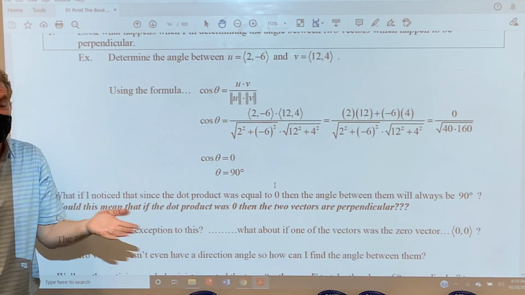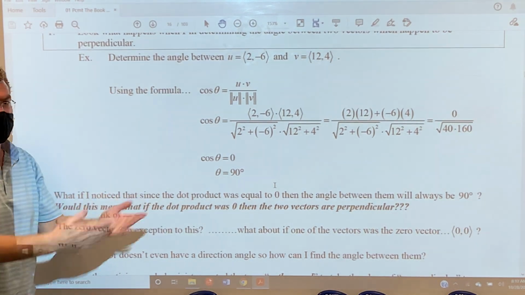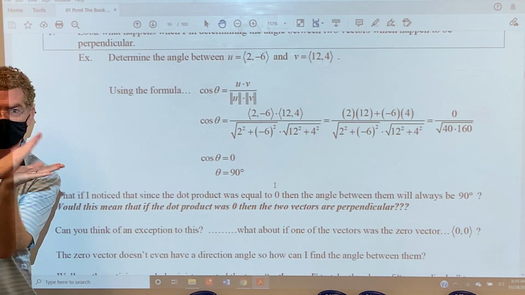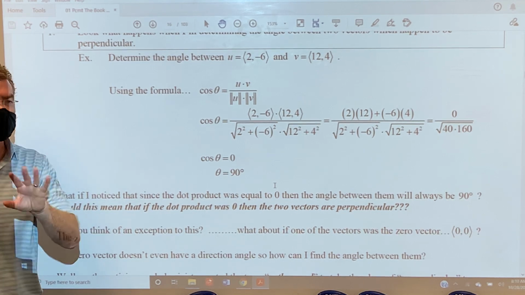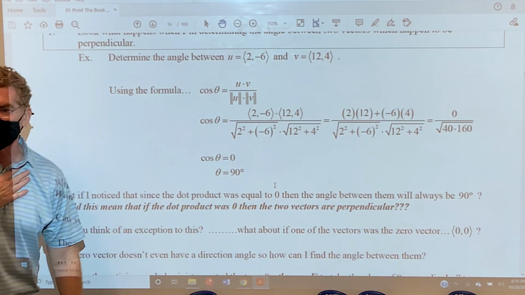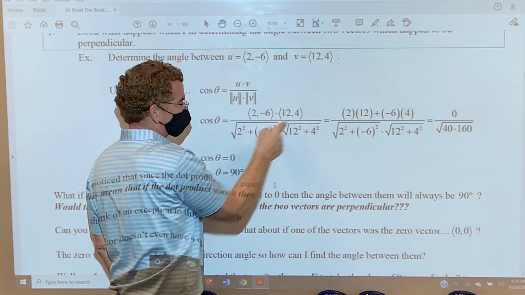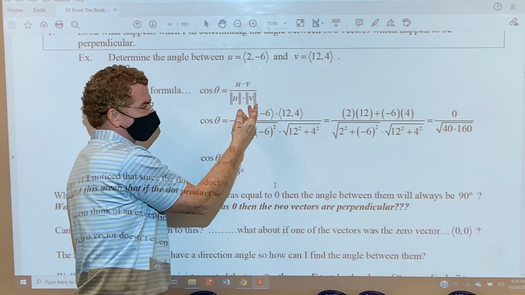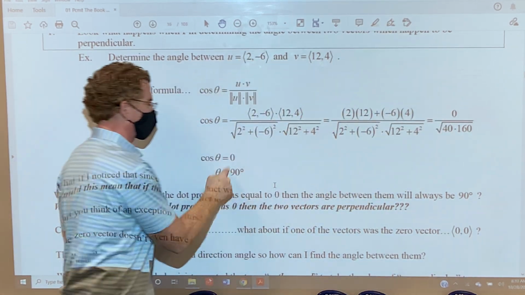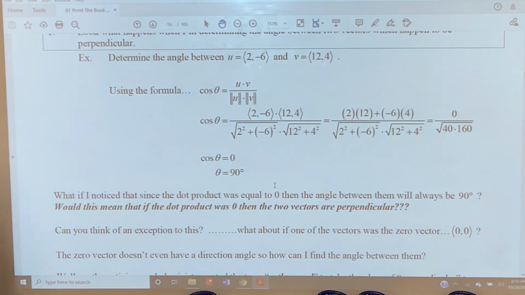If you don't get 90 or 0 or 180, then it must be some other angle between them. So you can always use this, but I like to do two quick things. I like to check the dot product first, since I'm going to have to use it anyway. And if I happen to get 0, I go, okay, great, they're perpendicular, and I can skip all that other stuff.